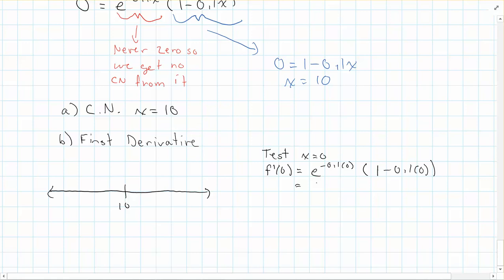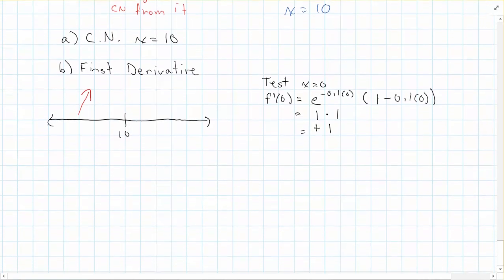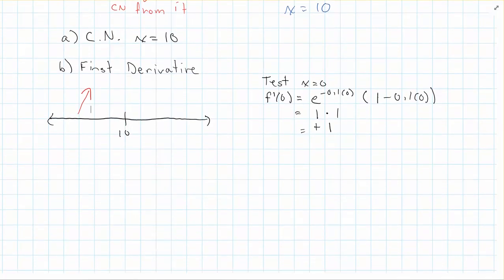Well, e to the 0 would be 1, and this would be times, well, that would just be 1. So this is positive 1. And again, I'm just emphasizing the fact that it's positive, which we know means we are increasing. Now I have to substitute in a number to the right of x equals 10. Substitute something into the right.